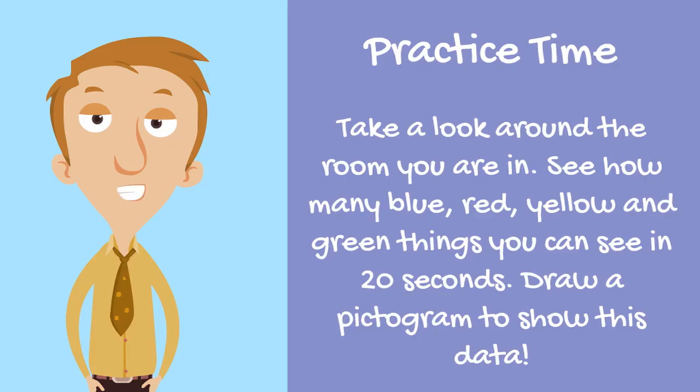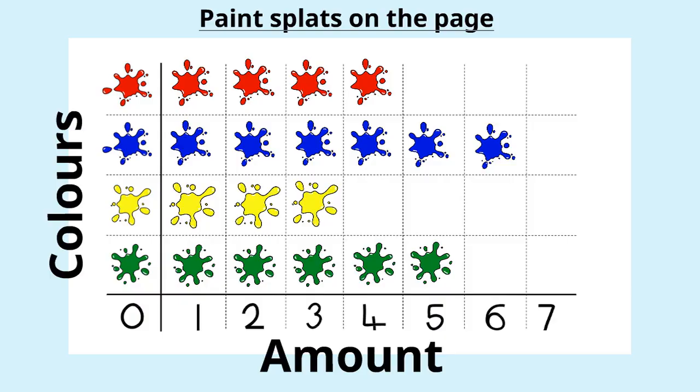Okay, it's practice time. Let's see how much you learned about pictograms today. Take a look around the room that you're in. See how many blue, red, yellow, and green things you can see in 20 seconds. When you've done that, I want you to draw a pictogram to show me how many blue, red, yellow, and green things are in the room you're in. Pause the video and take your time to draw a pictogram.